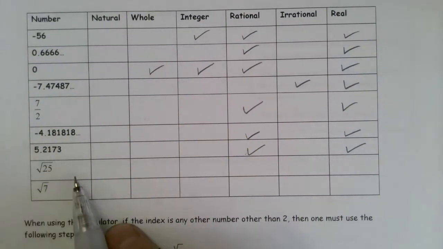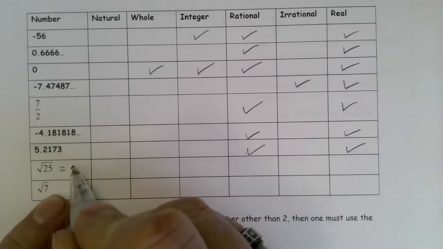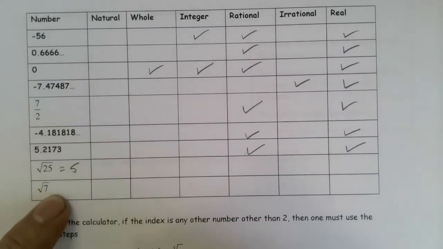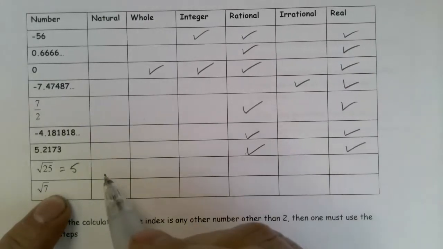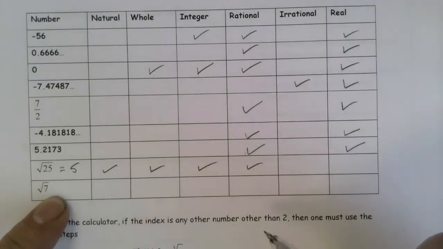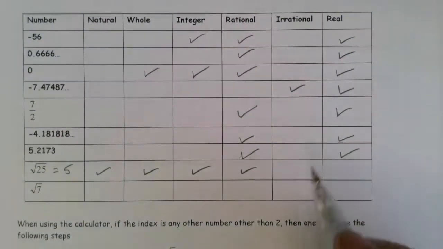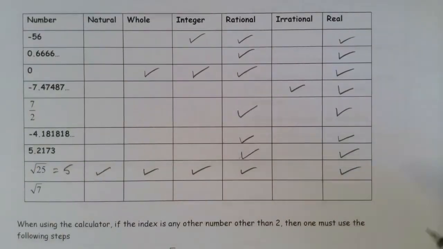Okay, square root of 25. Now, it helps to be able to evaluate that, and in fact, we can, and I get 5. The square root of 25 is 5, and that is natural, it's whole, it's an integer. As a result, it's also rational, because remember, we're still talking about rationals. That means it cannot be irrational, but it would be real.